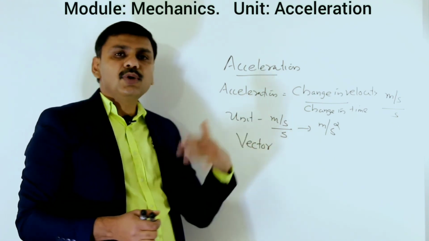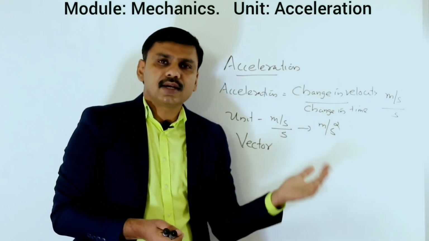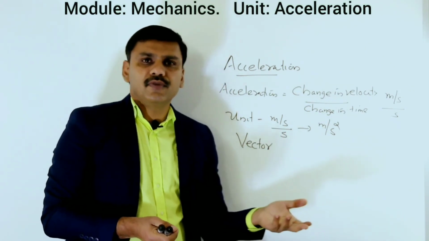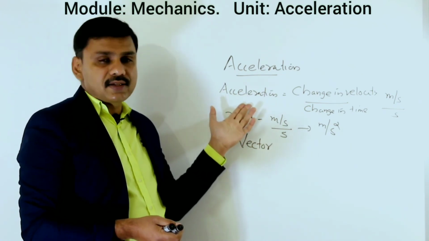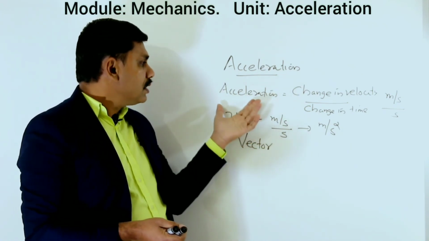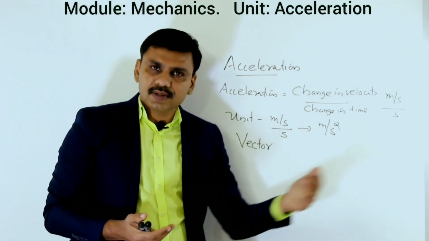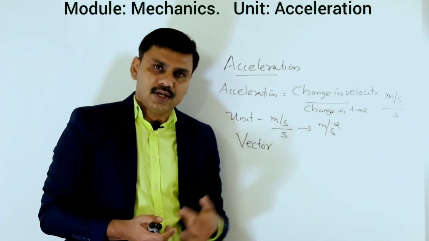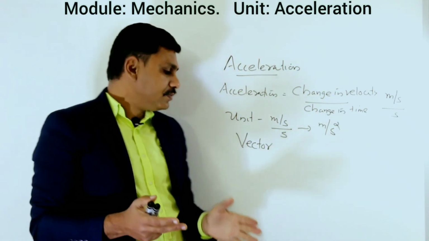So acceleration, how will you define? It is a rate of change of velocity. Acceleration is a rate of change of velocity, and that is the definition for acceleration. That is an important definition. Its unit is meter per second square, and it is a vector quantity. So these are the basic things you must learn about acceleration.